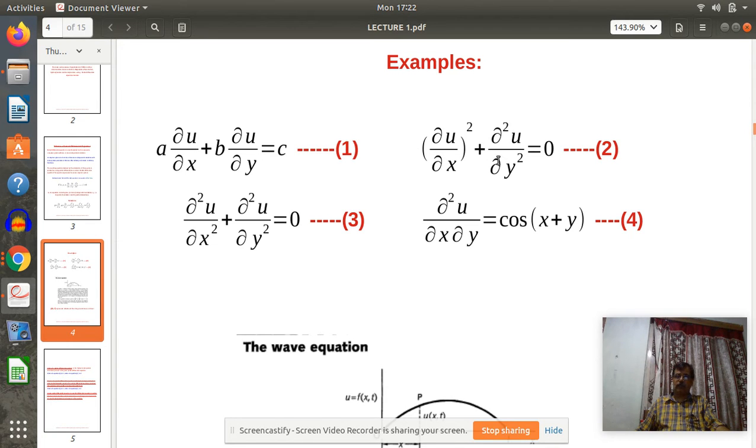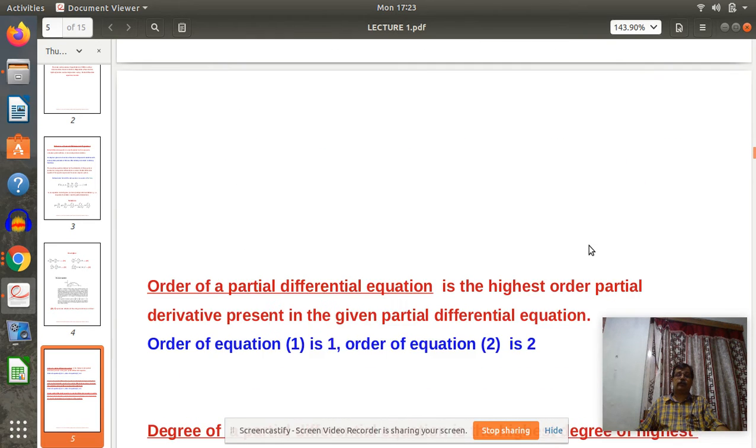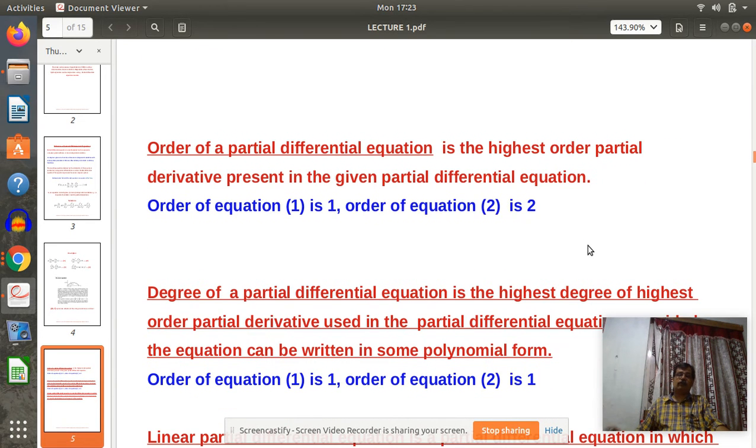In this case, the highest order partial derivative in this equation is second order. So it is a second order differential equation. Here again, second order, and this is also a second order differential equation. So that is the idea of the order of a differential equation. It is the order of the highest order partial derivative present in the equation.